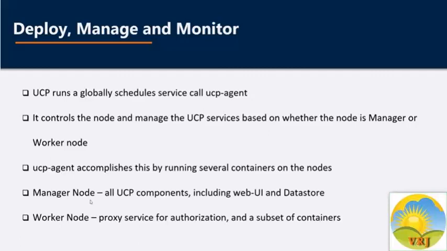The UCP-agent deploys a subset of containers on the worker nodes. Once the UCP instance is deployed, developers and IT operations no longer interact with the Docker engine directly, but interact with UCP instead. Since UCP exposes the standard Docker API, this is all done transparently.